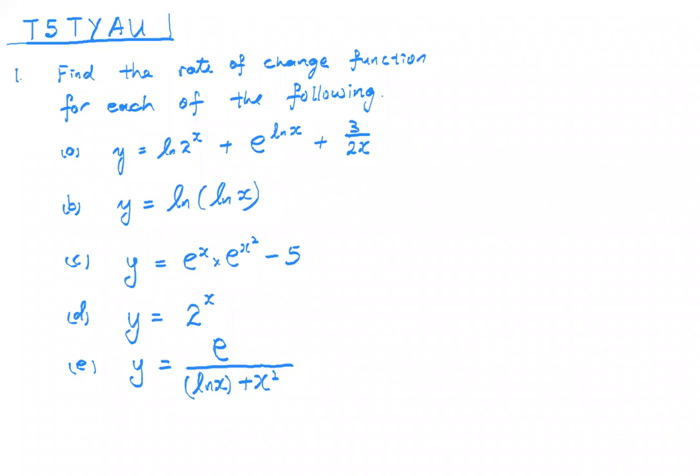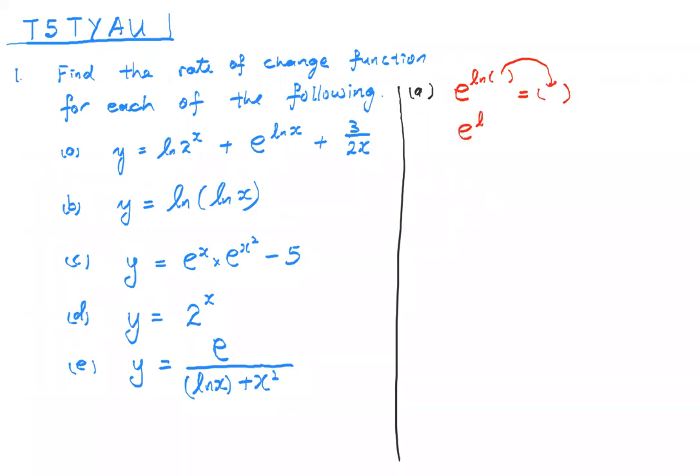For part A, in order for you to be able to solve the problem, there is something that you have to remember. If I have e to the power of ln, then something inside, this can be simplified as the something inside. Which means that e to the power of ln x, the answer is x.